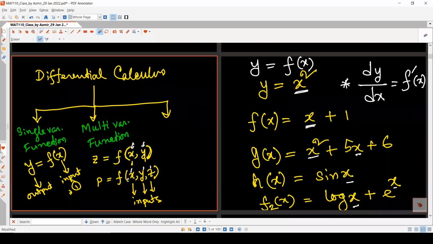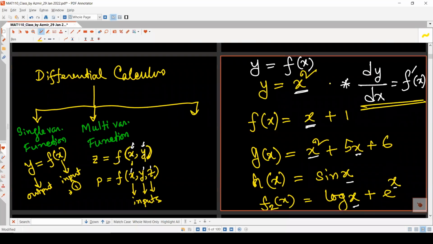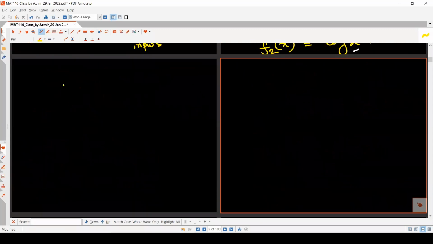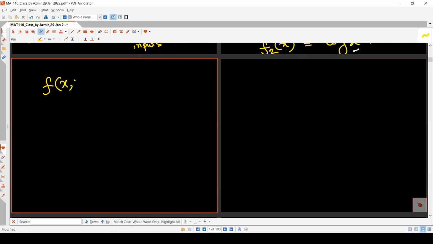Combinedly, if we try to give a general name, then these functions are known as multivariable functions. So we have to know how to find the derivatives of these functions. For a single variable function f of x, we will use this notation d dx. But for multivariable functions, let's say you have a function f of x, y equals x squared plus y squared plus 5.